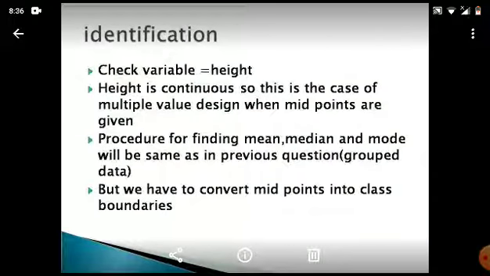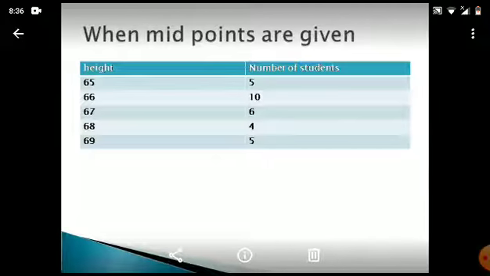All procedures for finding mean, median, mode, quartile, percentile, etc. are the same as in the previous case of multiple value design, when you have class boundaries. The only difference is that in this case you have to make your class boundaries yourself with the help of midpoints. Here you can see you have midpoints and frequencies. You have to convert your midpoints into class boundaries.